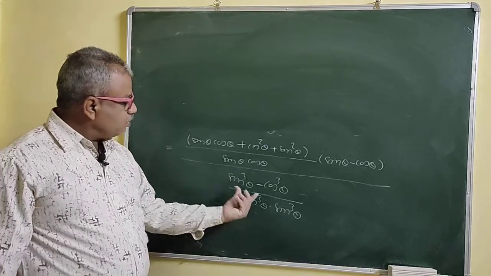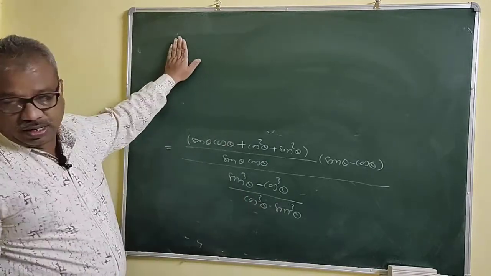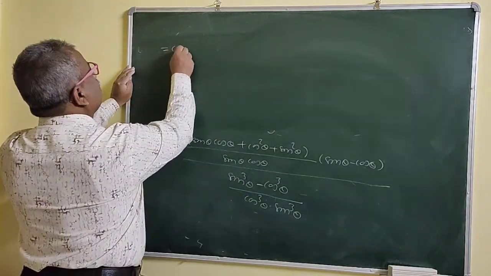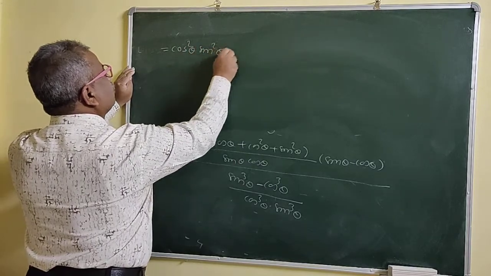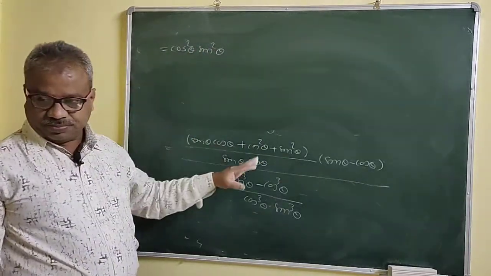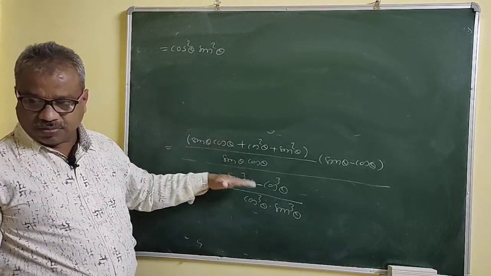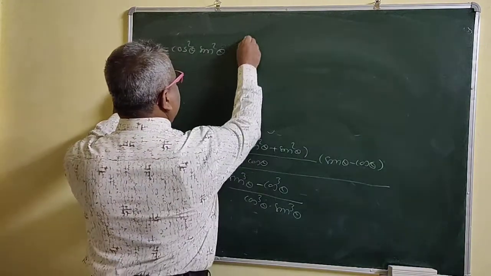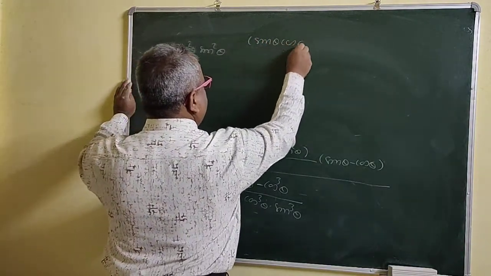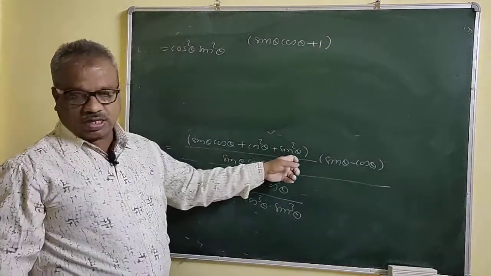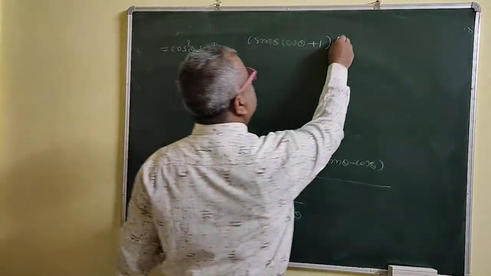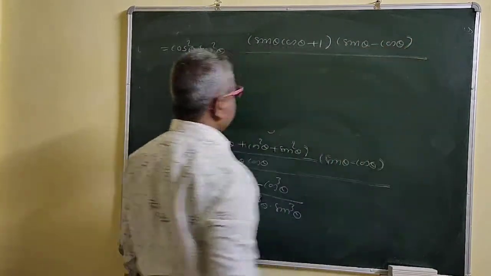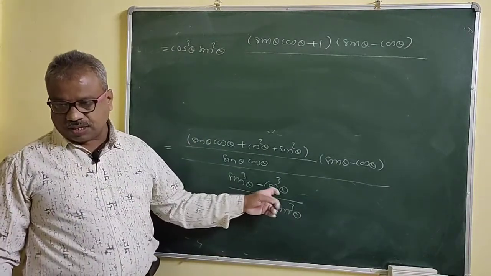So what will we do? We will take this cos square theta sin square theta aside, right? And then we will do this one. So this is cos square theta sin square theta. And we will take the other part now. We will take only the numerator of the numerator and the denominator, so this is sin theta cos theta plus 1 now. Cos square theta plus sin square theta is 1, into sin theta minus cos theta upon, what do we get? Sin cube theta minus cos cube theta.